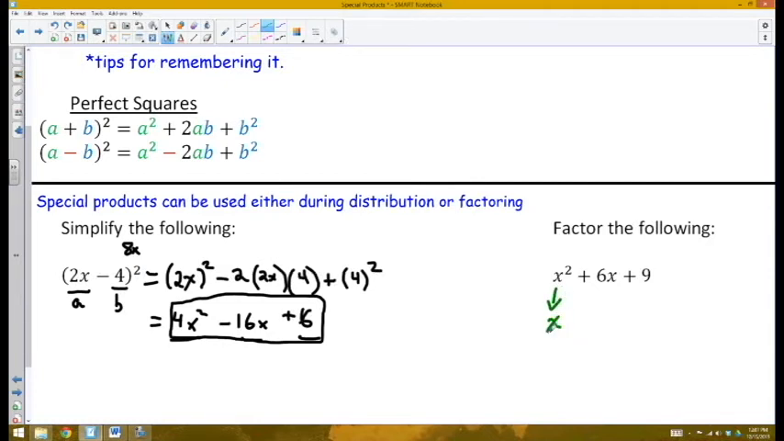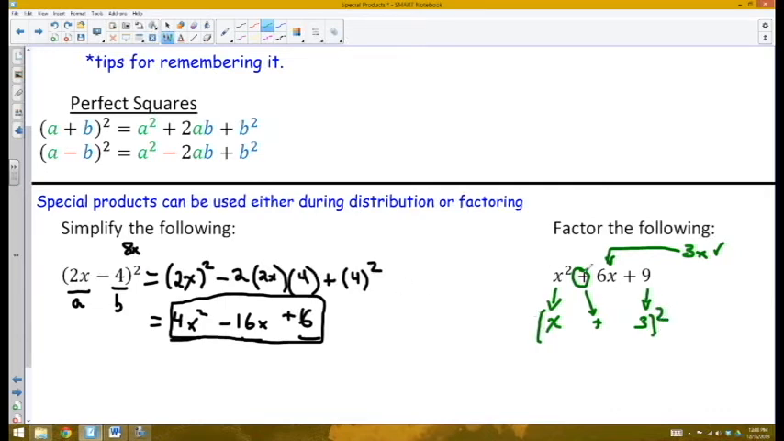Well, my first term is just x squared. My last term is just 3 squared. Now the question is, does the middle term also match the perfect square pattern? If it does, then it would have to be double the product of the two terms. Well, x times 3 is 3x, and 3x times 2 would give me 6x. So this does, in fact, match the perfect square pattern, and since it's an addition, the only one that has an addition is when you're adding the two terms. So that would give me a plus. So this is x plus 3 quantity squared.